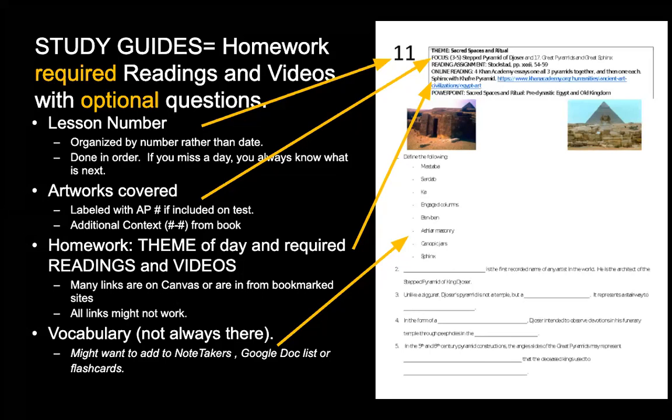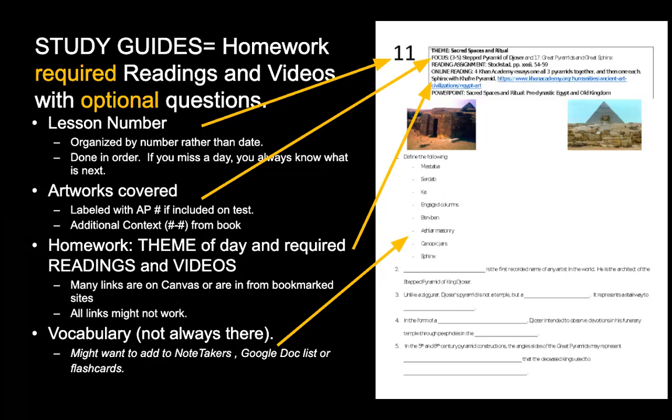You might notice, if you look at the screen here, 3-5, it says Stepped Pyramid of Djoser. We don't need to know that one. That's just one I'm using as a comparison. So we're going to see artwork that's not going to be tested on the AP exam, okay?